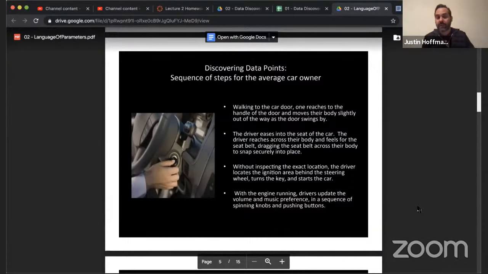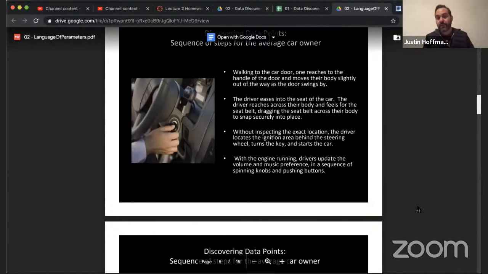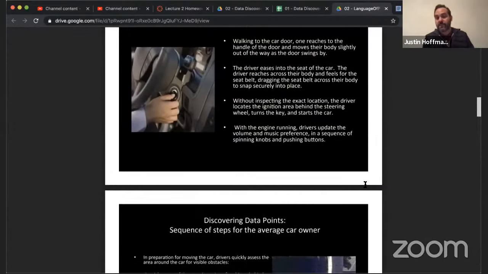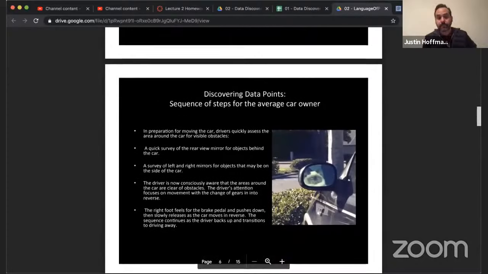The driver eases into the seat of the car. The driver reaches around their body and feels for the seatbelt, dragging the seatbelt across their body to snap it securely into place. Without inspecting the exact location, the driver locates the ignition area behind the steering wheel, turns the key and starts the car. With the engine running, drivers update the volume and music preferences in a sequence of spinning knobs and pushing buttons.